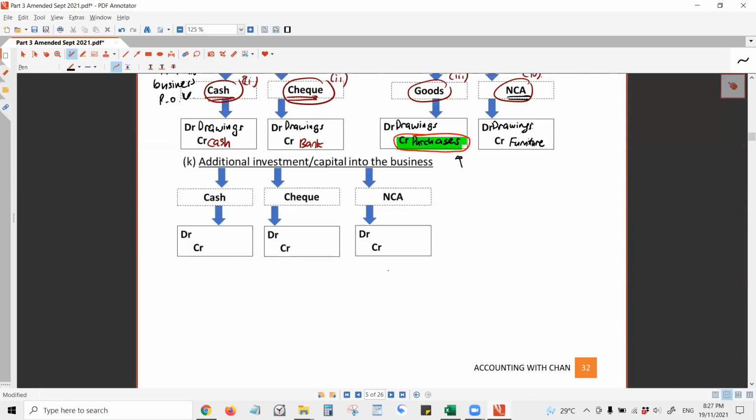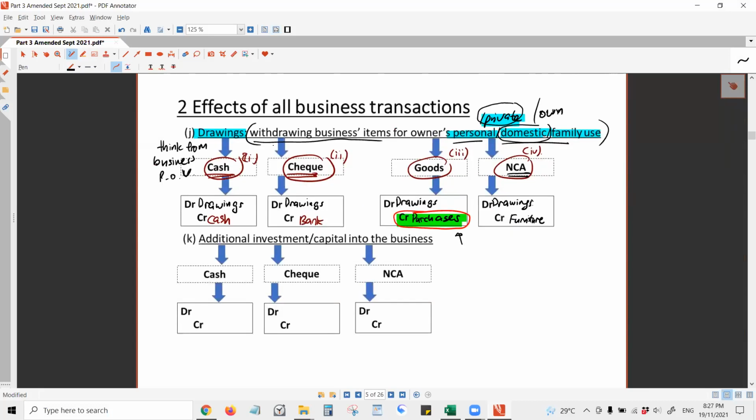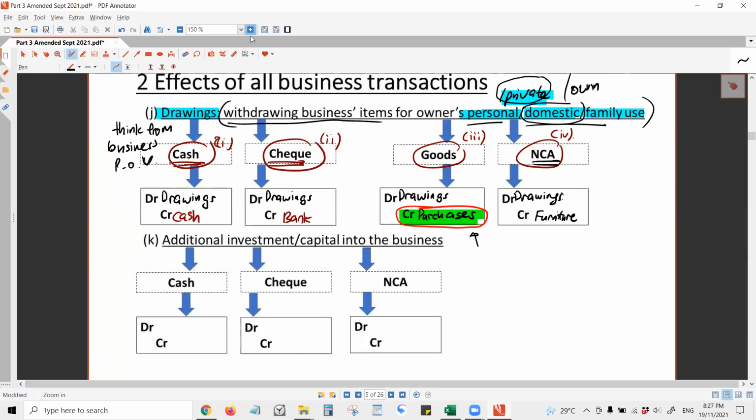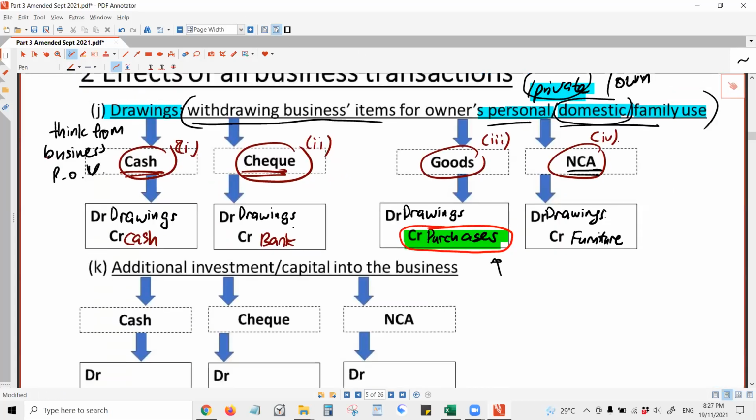Last week we went through transaction J. Remember, this topic is quite about memorization. You have to memorize what account to debit and what account to credit for every transaction. You must remember. Now we look at transaction K. Drawings for transaction J means taking something out of the business for personal use, right? For transaction K, it is the other way around. You put personal things into the business.